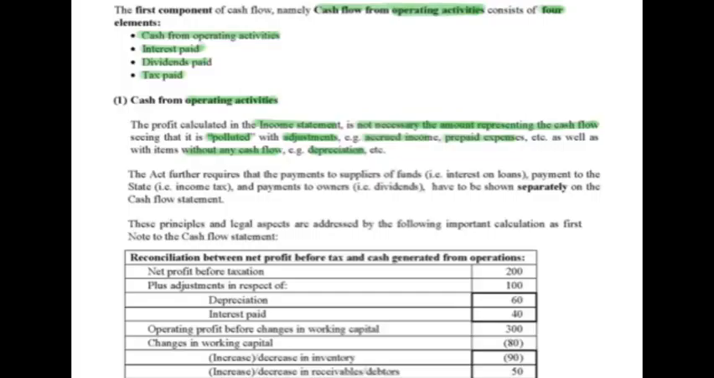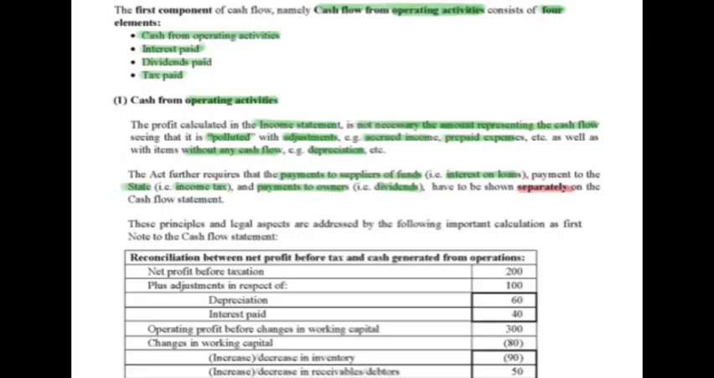The Act further requires that the payments to suppliers of funds, in other words, interest on loans, and payments to the state in terms of income tax, and payments to owners, such as dividends, have to be shown separately on the cash flow statement. So I cannot have it part of just my operating activities. I need to show it separately. I'm going to show you how to show it separately.